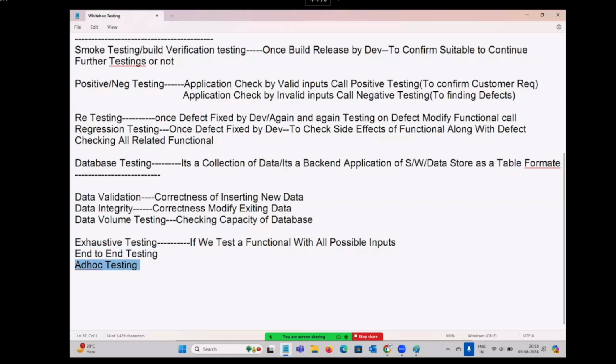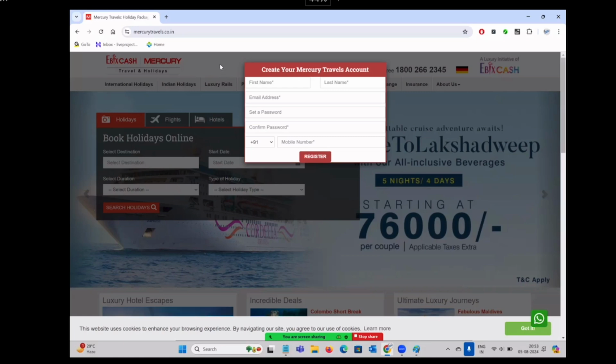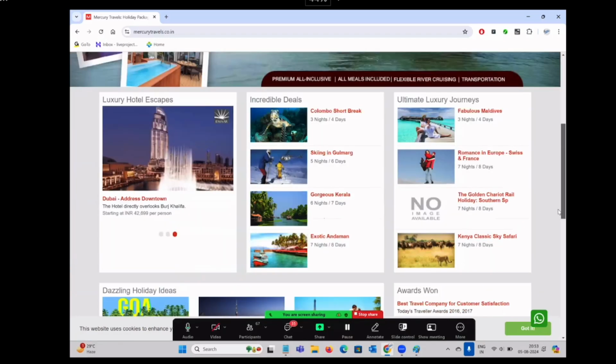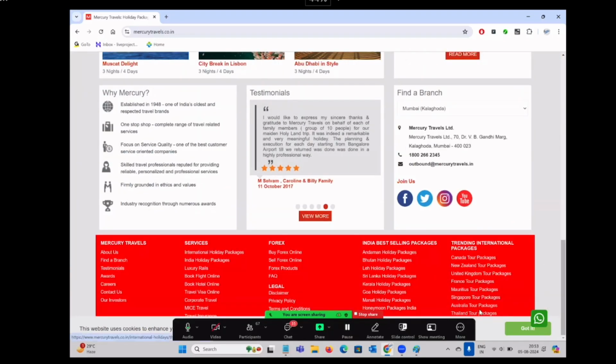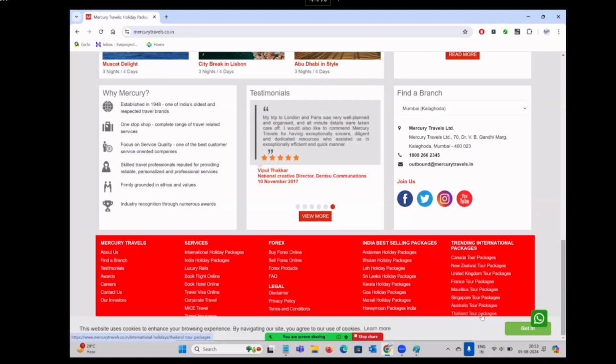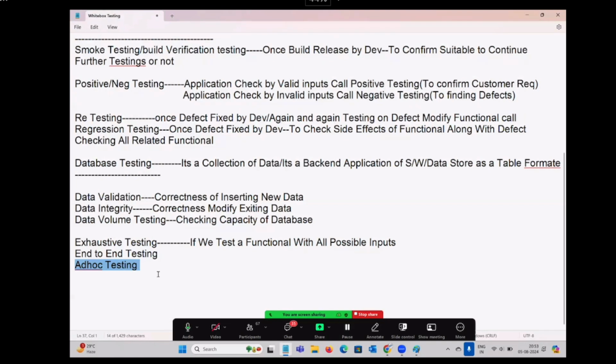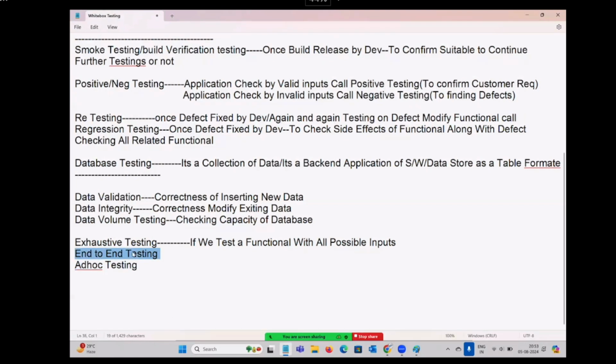Whenever we have sufficient time, testing the project from starting to ending, from the left side logo onwards up to the right side link, all functionalities, is called end to end. Whenever we don't have sufficient time, testing main modules is called ad hoc testing.